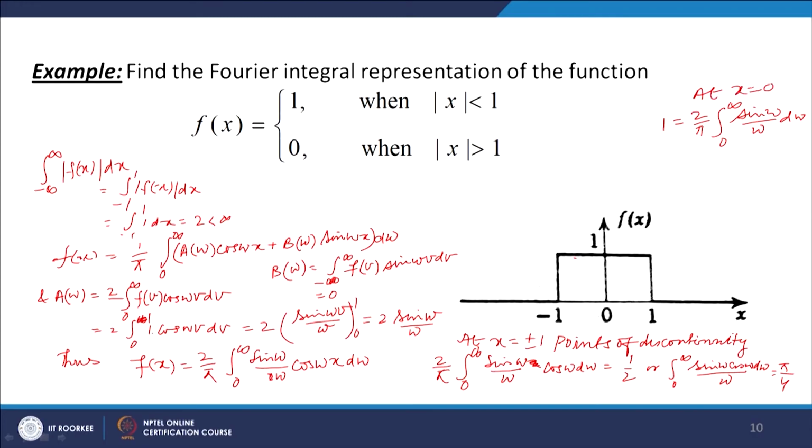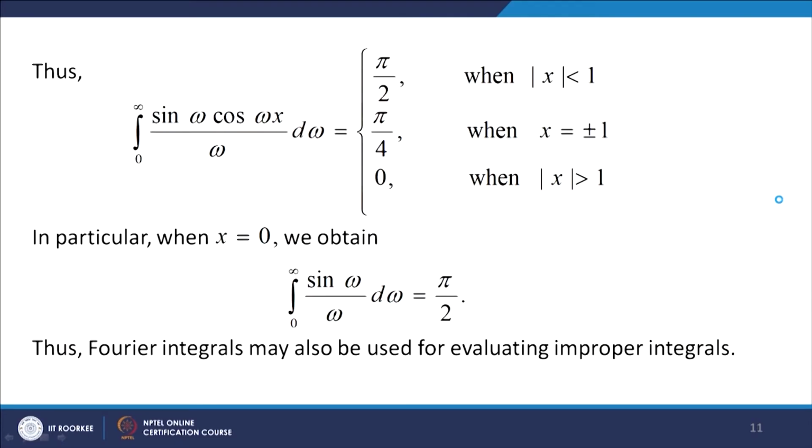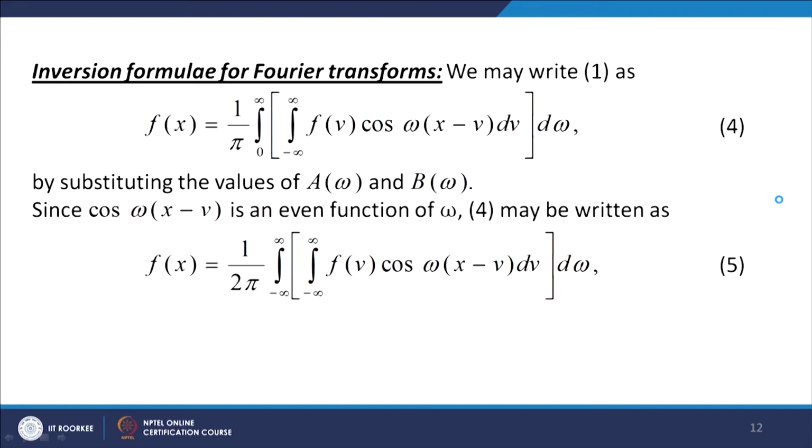It is a point of continuity and this gives you the integral from 0 to infinity of sin omega over omega d omega equal to pi by 2. Okay, so you can see we can find even some improper integrals by using the Fourier integral representation of a function f. Now, let us discuss the inversion formulae for Fourier transforms.